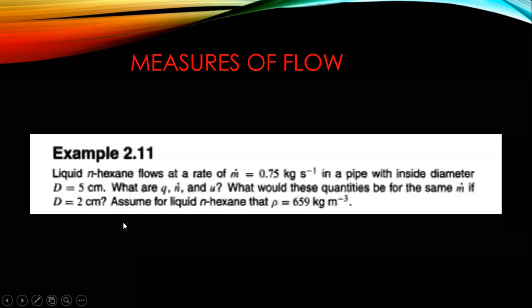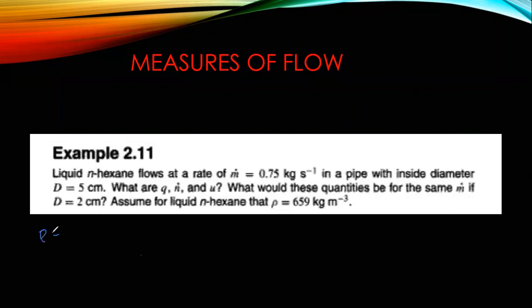So first, let's calculate Q. As I said, in calculating Q, we will only use the density. Density is equal to m dot divided by Q. So our density is 659 kilogram per cubic meter, and our mass flow rate m dot is 0.75 kilogram per second.